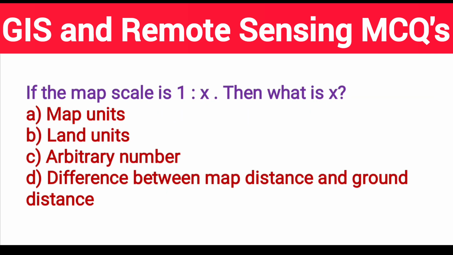Next question, if the map scale is 1 in X, what is the X? Option A, map units. Option B, land units. Option C, arbitrary number. Option D, difference between the map distance and the ground distance. So the correct answer is option B, land units.